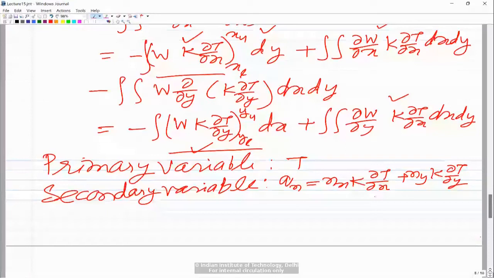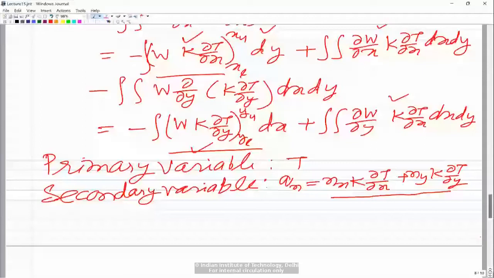Actually, if the domain is a rectangle, then on the boundaries nx would be plus or minus 1 or 0. Similarly, ny may be plus or minus 1 or 0. So depending on this, it would simply become k into del T by del x or k into del T by del y. So there is only one primary variable, T, and the secondary variable is this combined term, nx into k into del T by del x plus ny into k into del T by del y.